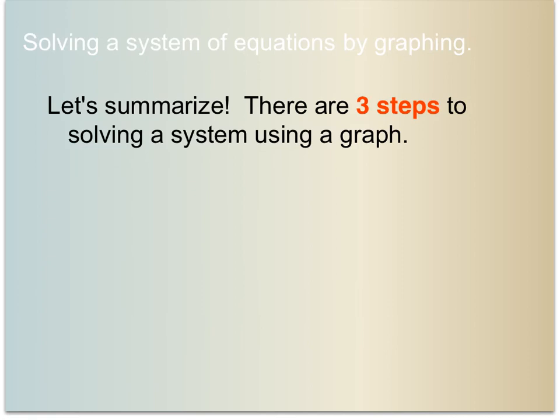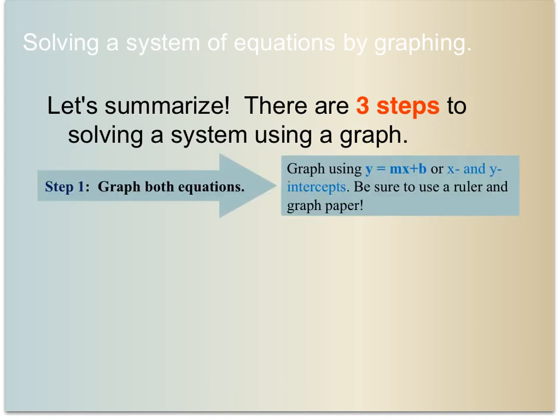So now you know how to solve a system of equations using a graph. Let's just summarize. Step 1. Graph both equations. Decide whether you're going to use y equals mx plus b or x and y intercepts. I prefer y equals mx plus b because that way you can see right away if you have the same slope, you're going to have no solution. If you have the same slope and the same y-intercept, you're going to have coinciding lines.